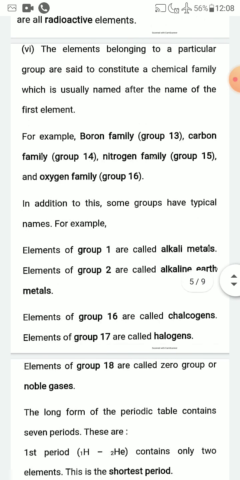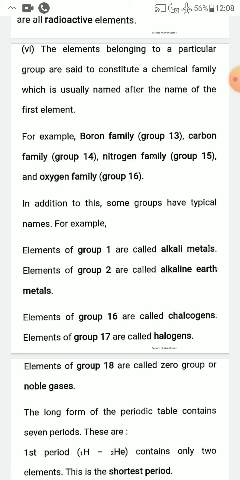Next feature: the elements belonging to a particular group are said to constitute a chemical family, which is usually named after the first element. For example, the boron family, that is group 13, because the first element is boron. The carbon family, group 14, because the first element is carbon. Group 15 is the nitrogen family, and group 16 is the oxygen family, because the first elements are nitrogen and oxygen.